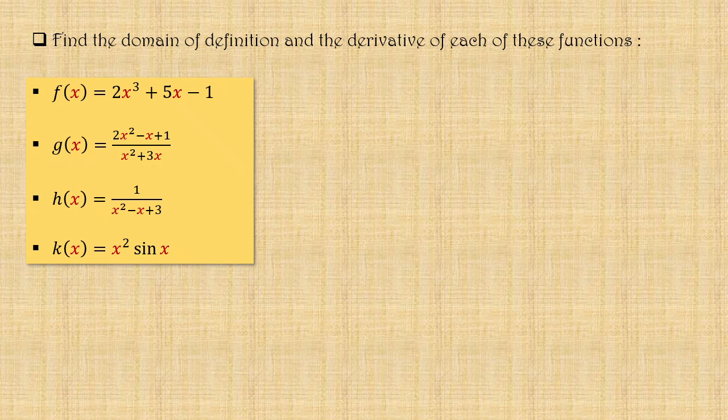In today's video we will see how to find out the domain of definition and the derivative function of the following functions. First, the function f, of which the image f(x) equals 2x^3 + 5x - 1. Then the function g, of which the image g(x) equals (2x^2 - x + 1) over (x^2 + 3x). After that, the function h, of which the image equals, in terms of x, 1 over (x^2 - x + 3). And finally, the function k, of which the image k(x) equals x^2 times sin x. So let's start with the function f.